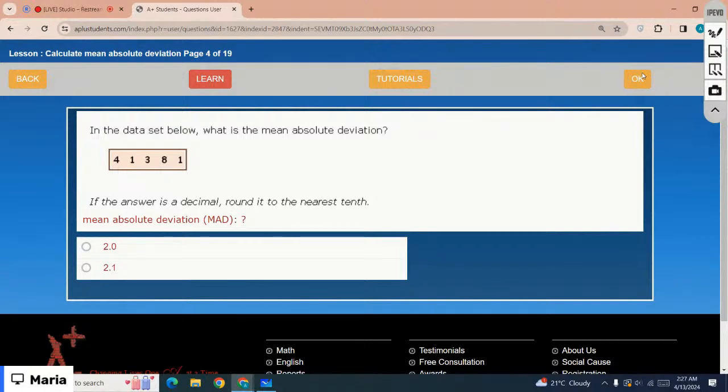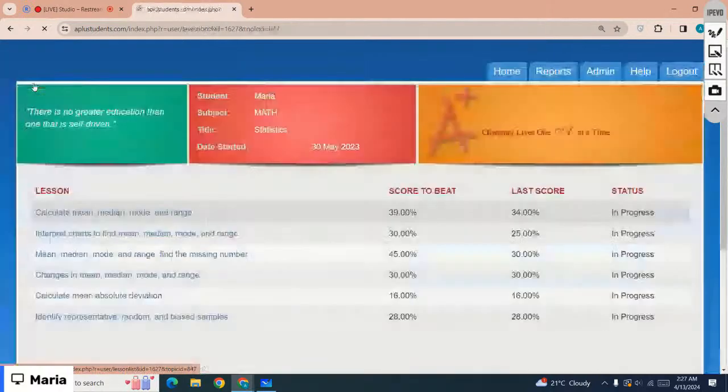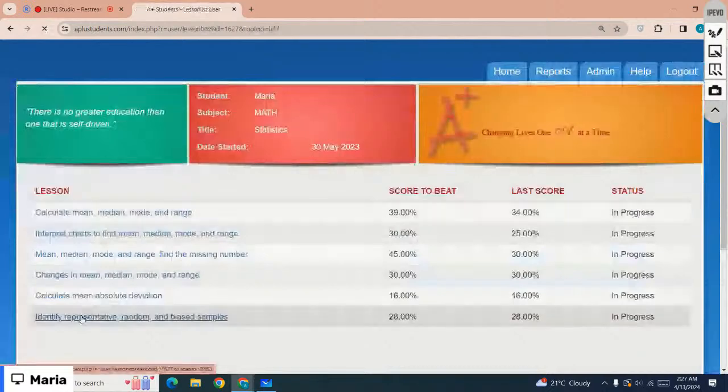Okay, you can complete the lesson by yourself later today. Let me just move on to the next lesson. And the next lesson is identify representative, random and biased samples.